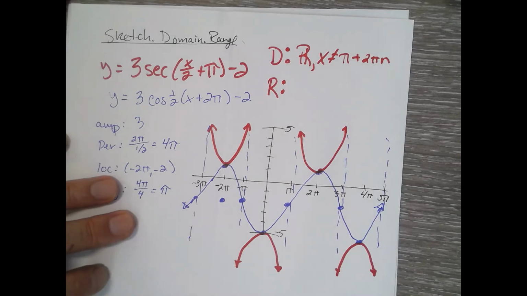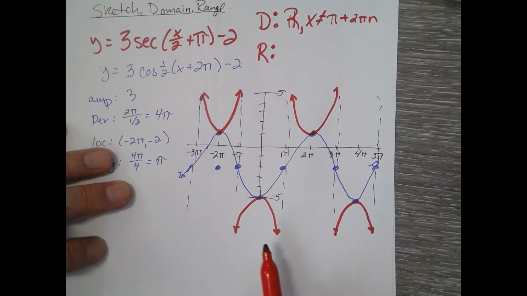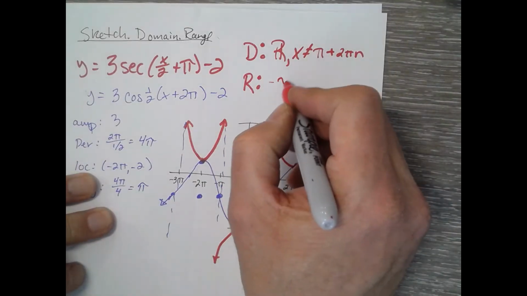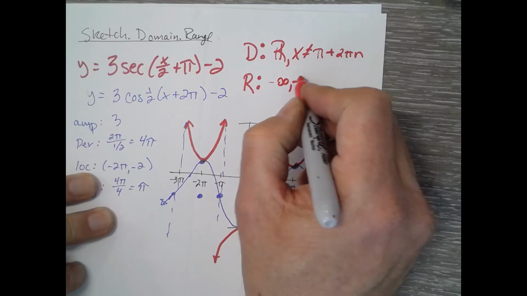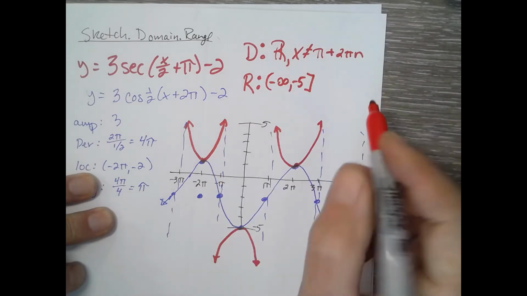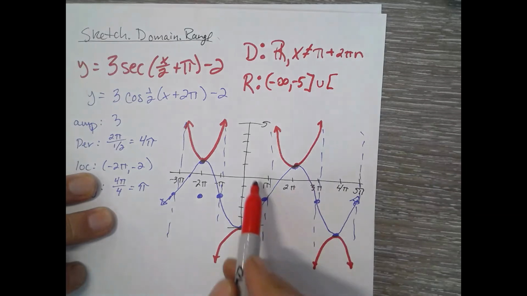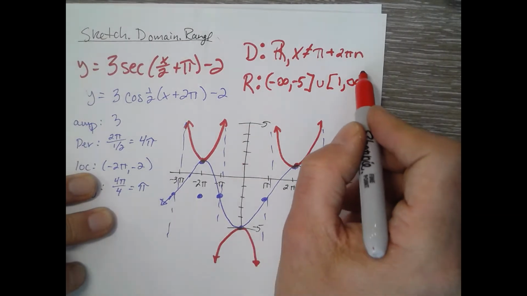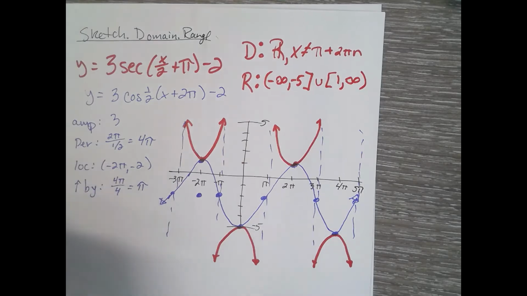Infinite amount of asymptotes. And the range, it goes all the way up until it gets to -5. So the range is from -infinity to -5, including -5. And then it starts off at 1 again and goes up, so 1 to infinity. Raise your hand if you got the domain and range correct. Alright, only a couple of us, so that's somewhere we can grow a little bit.